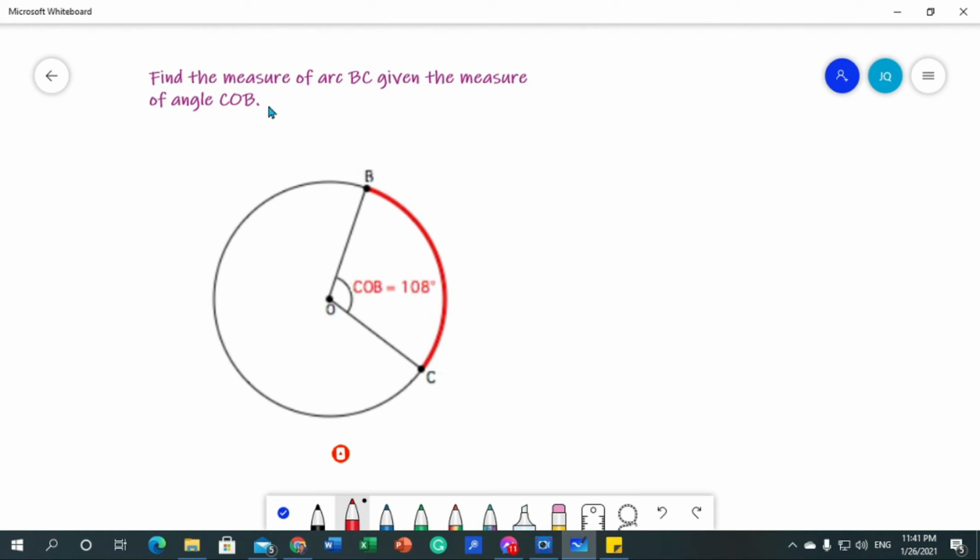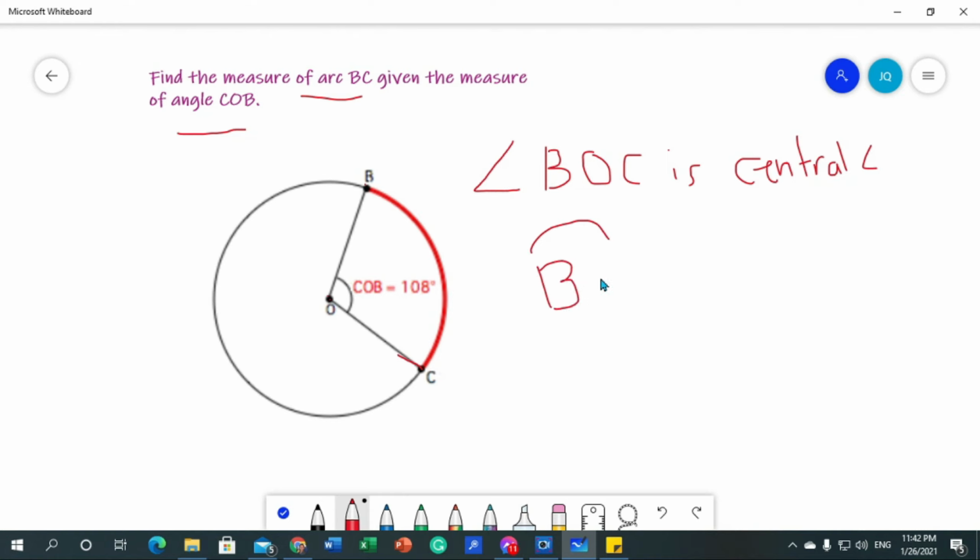Now let's go back to our task, and that is finding the measure of arc BC given the measure of angle COB. How are we going to do that? First, we have to know what angle COB is and what arc BC is. If you recall from our first video about terms related to circle, where is the vertex of angle BOC? It is in the center. Therefore, it is called a central angle. And arc BC is a minor arc, because it is smaller than a semicircle. A semicircle is half of a circle.